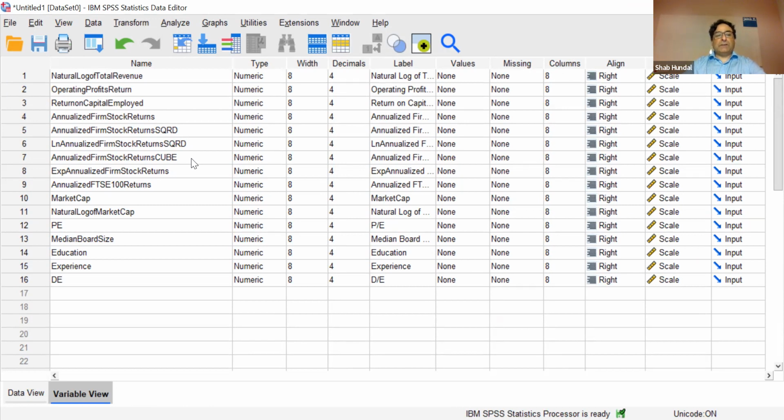The linear form means, for example, look at this price to earning ratio. It's a linear form. There's nothing squared, nothing cubed. Debt to equity ratio is as it is. As we see in the theory, we just calculate based on that.